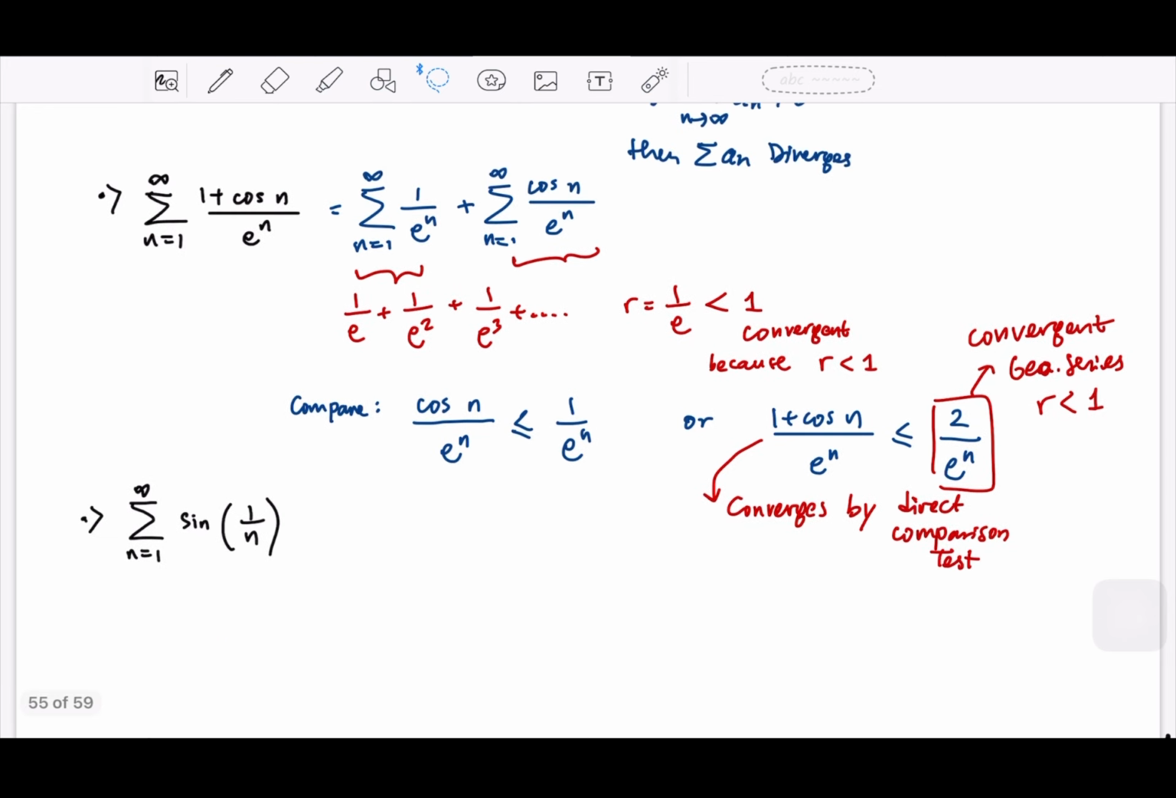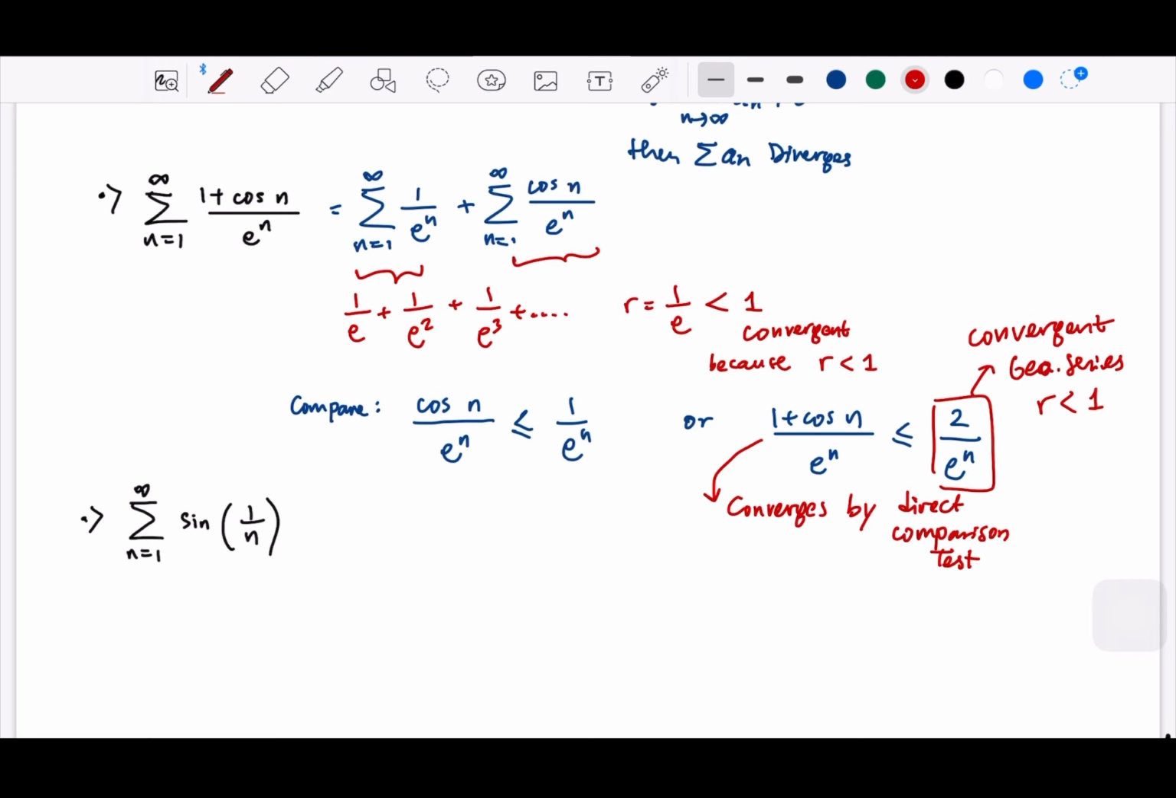Now the interesting one is the third question. It's sine with the 1 over n. As I mentioned before, this could be solved by the comparison, but not direct comparison. So if we look at this sine, and if you remember the limit comparison test, it has sine, and it's 1 over n. If we divide with 1 over n.